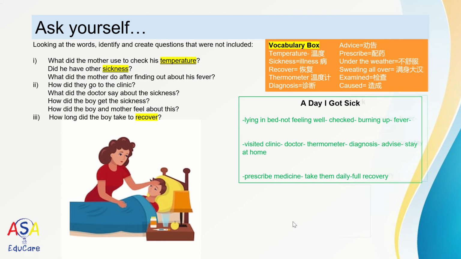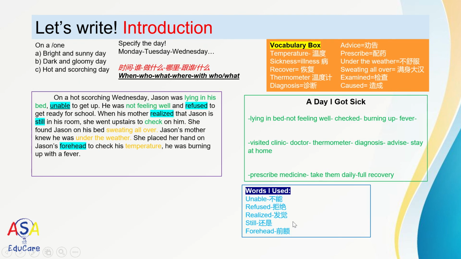Okay, let's start with introduction. First thing, introduction. How do you start? Okay, I told Year 5 and Year 6 already. You always start with "on a" or "one". Okay, you can choose 3 types. I've given you 3 types of days. 哪一天? I'm going to go with hot and scorching because most likely he's going to have a fever. So I chose hot and scorching.